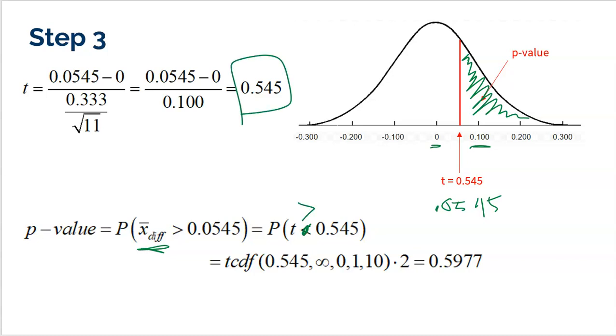That was my t-score, and I'm going to use TCDF. I'm going to look above my value. I'm going to go to 99, but that's infinity, right? And don't forget 10 degrees of freedom. And I am going to double that. Make sure I double that. If you don't double it, it's about 0.29. But I do have to double it.